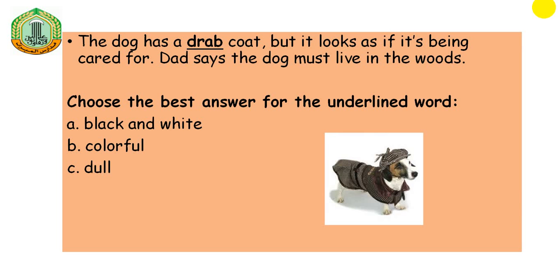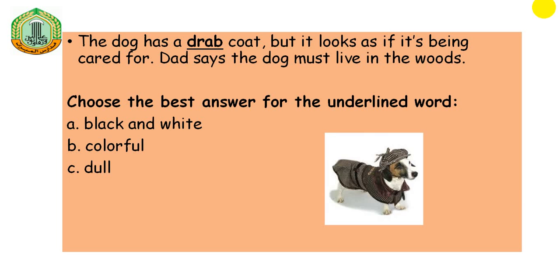The dog has a drab coat, but it looks as if it's being cared for. Dad says the dog must live in the woods. So, what does drab coat mean? Does that mean it's a coat that is dirty? Or what does that mean? The dog has a drab coat. That means a thick coat, a nice coat, a dull coat, a colorful coat. What does that mean? Again, I'm repeating the sentence to find the word through context clues.